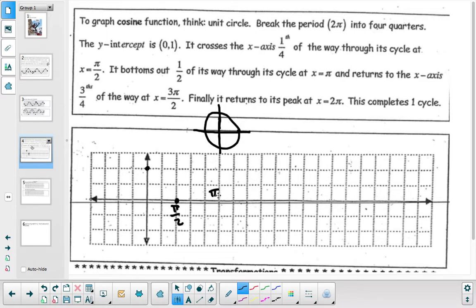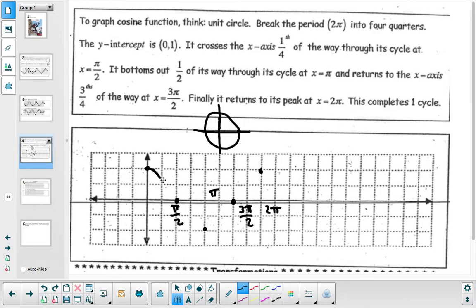Then the next important point is pi, and cosine of pi is negative 1. Cosine of 3 pi over 2, so 2 lines over, we have 3 pi over 2, which should be at 0, 0. And then at 2 pi, we get back to 1.